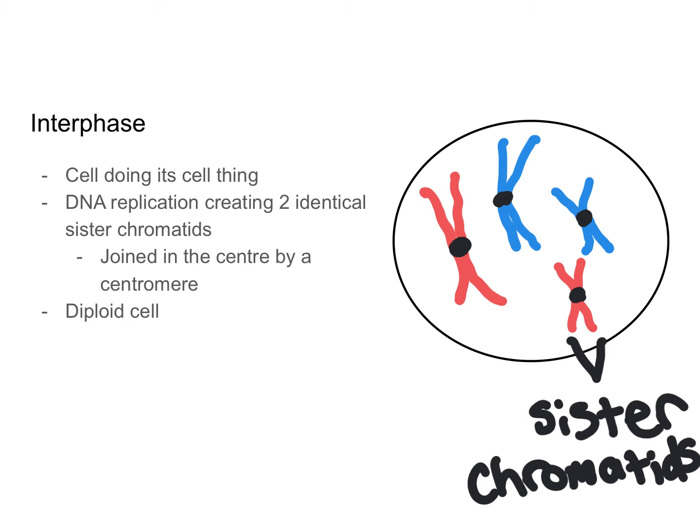Something to note is that the process of meiosis starts with a diploid cell. So our diploid count is 4 chromosomes.